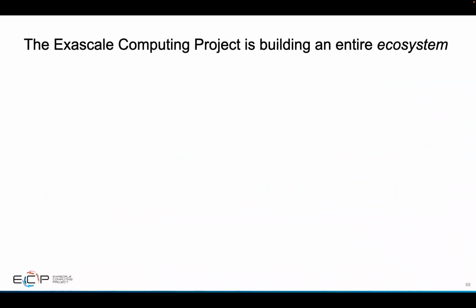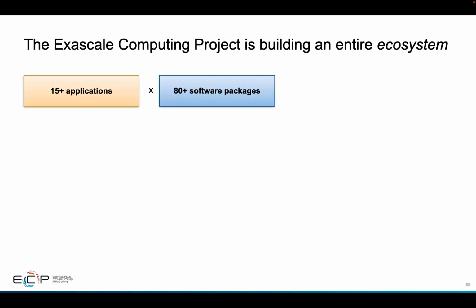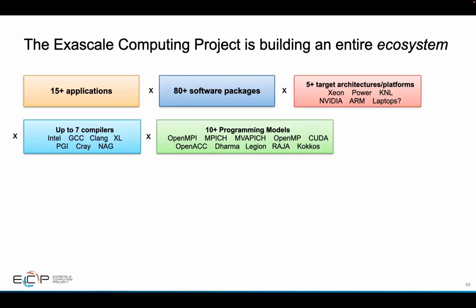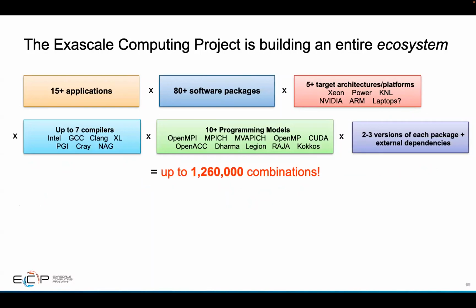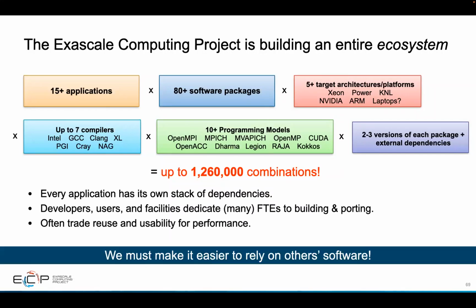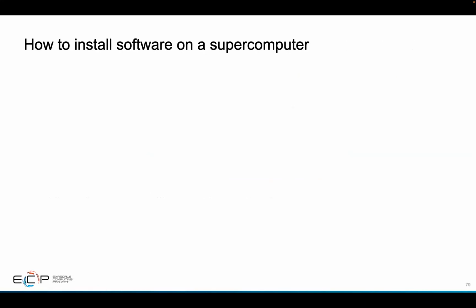And we are building an entire ecosystem of multiple applications, packages, platforms, compilers, programming models, and that leads to a combinatorial explosion. And it's gotten so bad that people are now having a situation where they are employing multiple FTEs just to build and support an application. And we must make it easier to rely on other people's software.